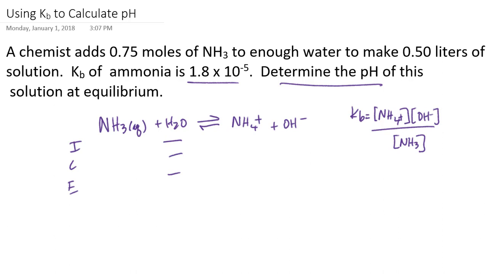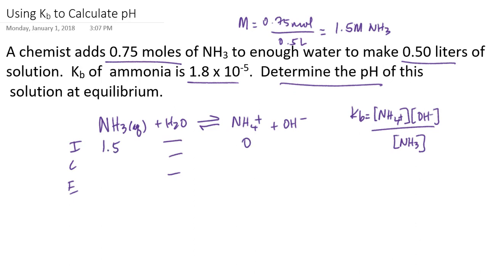I have enough quantity of ammonia, 0.75 moles, to make half a liter of solution. And so if I'm going to calculate the molarity, I would need to divide 0.75 moles by a half liter. And so if I go ahead and do that math, that ends up being 1.5 molar in ammonia as the initial concentration. So I have 1.5 molar ammonia, and initially none of the ammonium and none of the hydroxide ion.